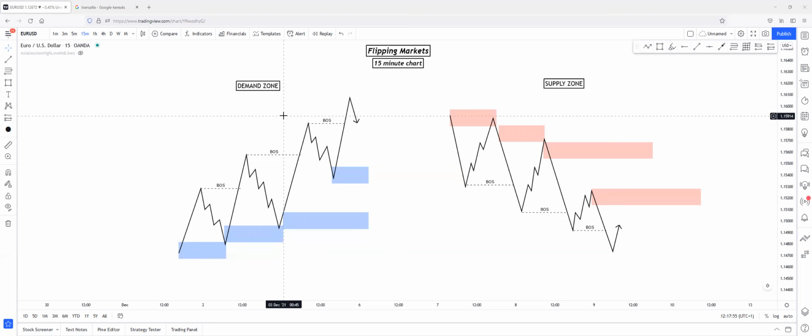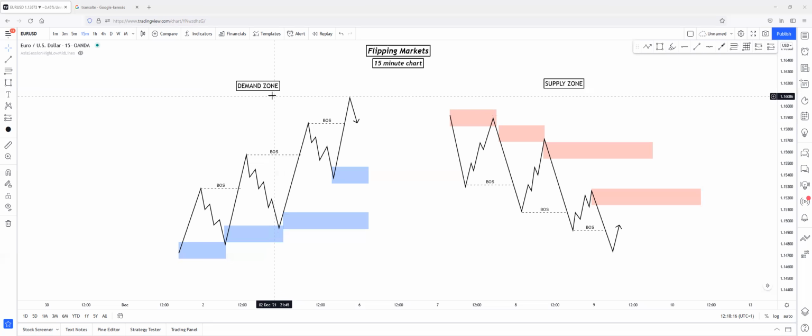Okay, so the first criteria, write it down: it has to create inefficiency. We call it IFC from now. Without inefficiency, the zone would be less valid, because zones with IFC attract price. So price has a greater chance to tap the zone with IFC than without IFC.